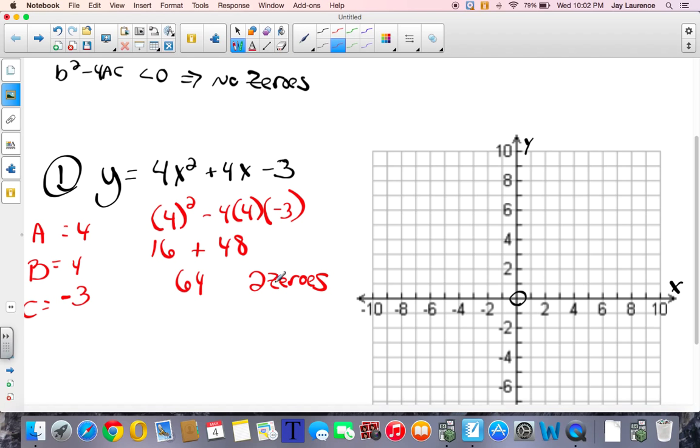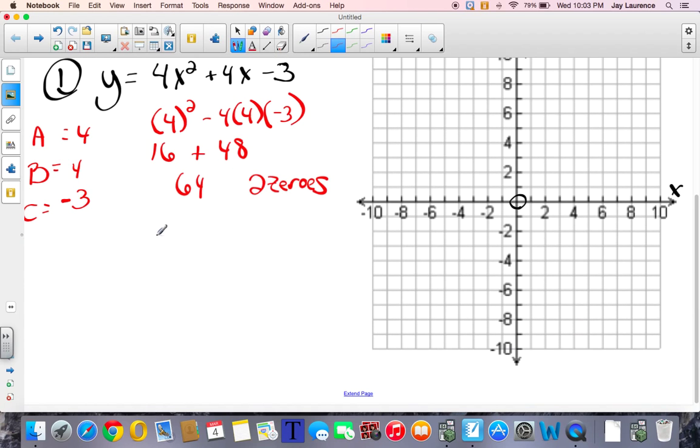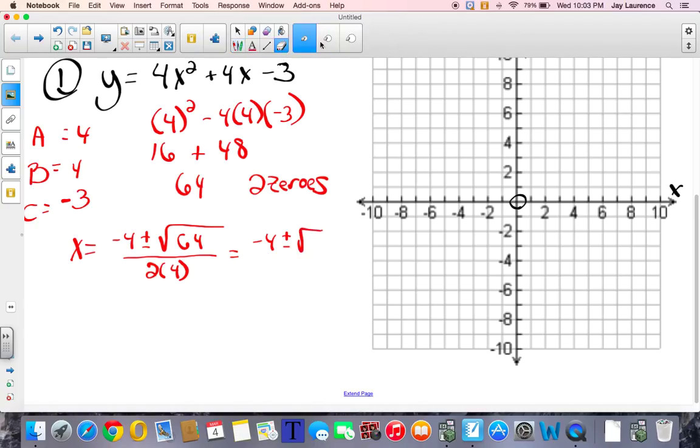Now I go find the zeros. Okay, so to find zeros, I use the whole quadratic formula. X equals negative b plus or minus the square root of the discriminant, all over 2a. Start simplifying. Silly Mr. Laurence, I know the square root of 64 is 8, over 8.